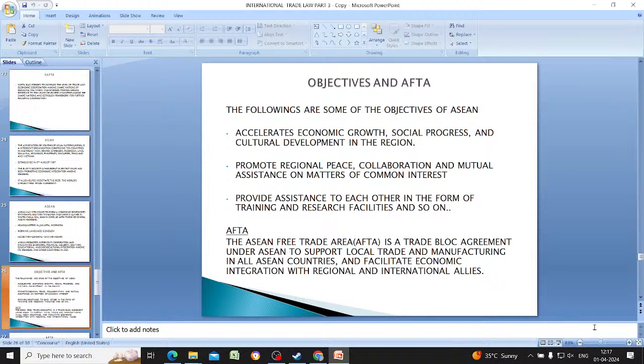So the ASEAN Free Trade Area, that is the trade bloc agreement, undertakes to support local trade and manufacturing in all Asian countries. So the main function of this agreement is to do what? So what is the main function of the outcome? To promote free trade among the countries under the association, and facilitate economic integration with regional and international allies. So with the help of international and regional help, they promote what? They promote economic integration and regional integration.